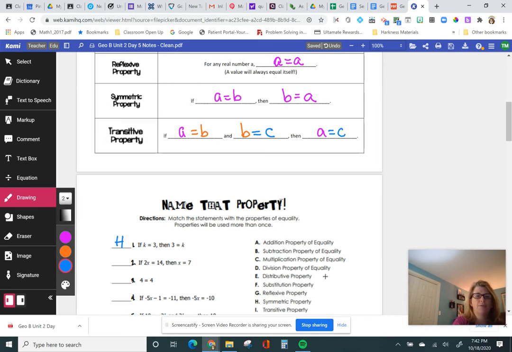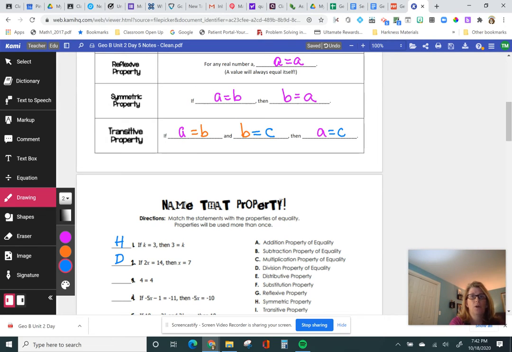If 2x equals 14, then x equals 7. Well, how did I get from this statement to this statement? I had to do one specific action. I had to divide both sides by 2. So that means I'm going to use that division property. We're really just talking about how did you get from one side to the other? What action did you do that maintained that equality?